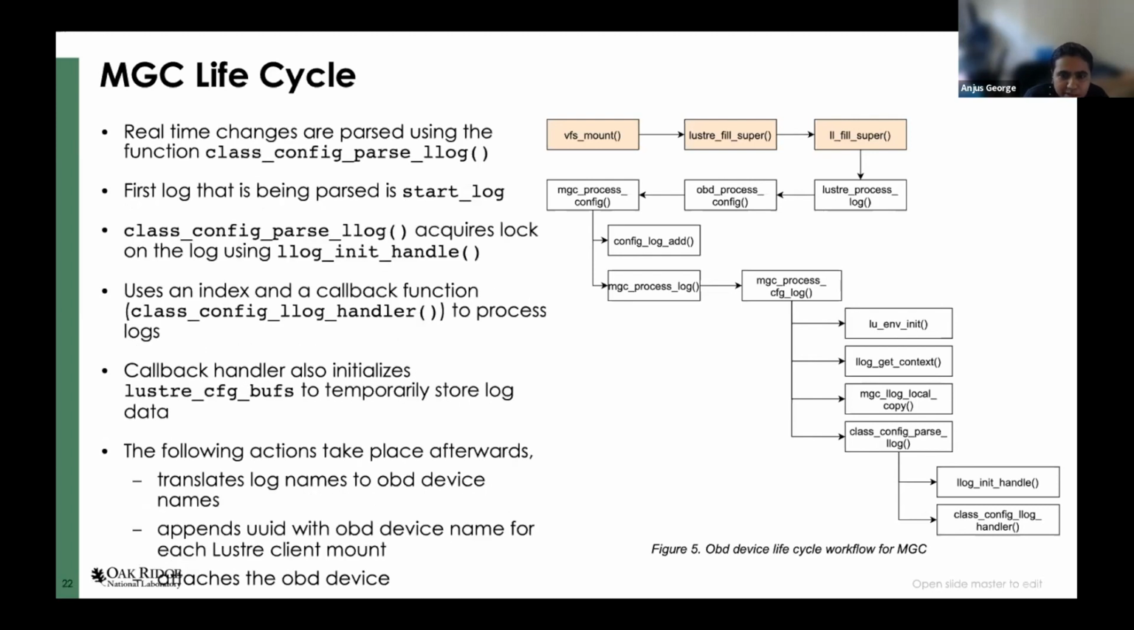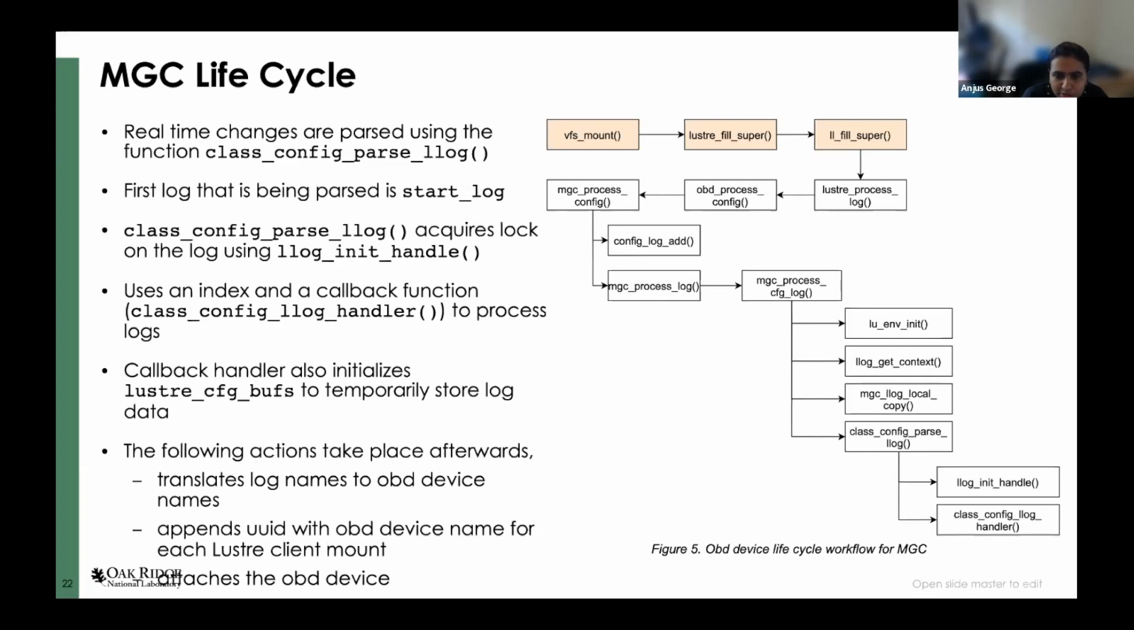So real-time changes in the config log are parsed using the class_config_parse_llog function. The arguments passed to the class_config_parse_llog function are the environment, context, and config log instance initialized in the mgc_process_config_log function, and the config log name. The first log that is being parsed by the class_config_parse_llog function is the start log. Start log contains the configuration information for various Lustre file system components, OBD devices, and file system mounting process.